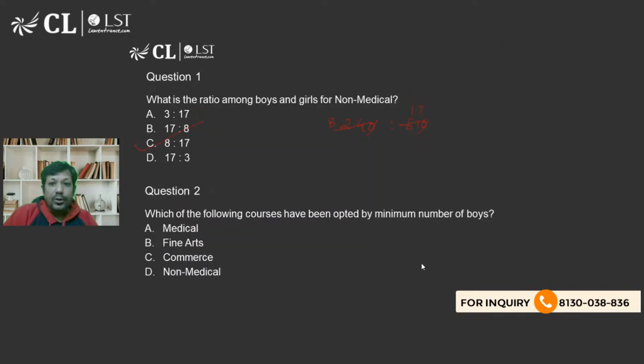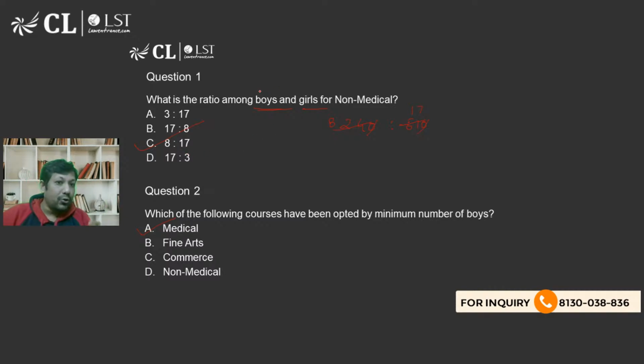The answer will not be, Priyanshi, the answer of the first question will not be 17 is to 8, because it is talking about boys is to girls, not girls is to boys. Right? So the answer of this question is directly going to be 8 is to 17. It will be reversed, not 17 is to 8.